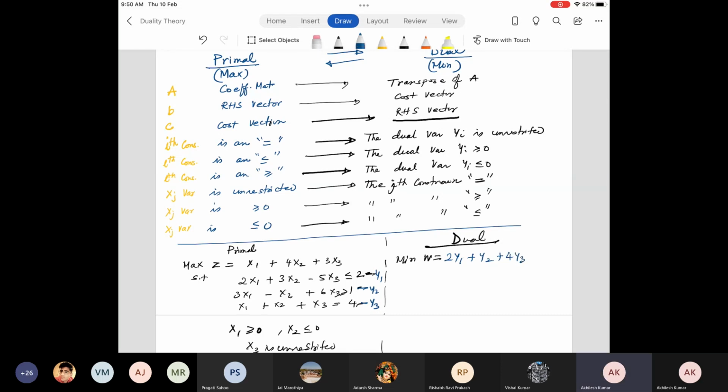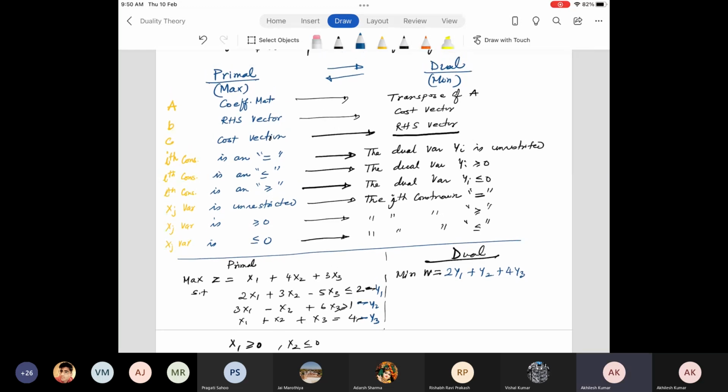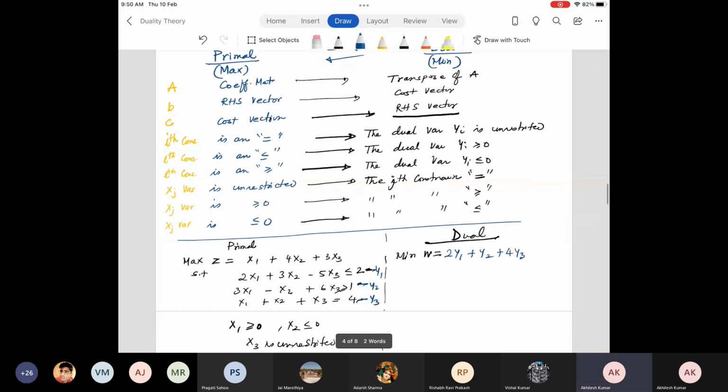Is the objective function clear for the dual? See, the RHS vector becomes the cost vector. Okay. Now let's write the constraints. Constraints are very interesting.